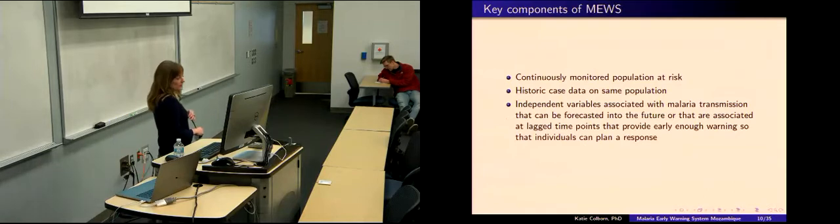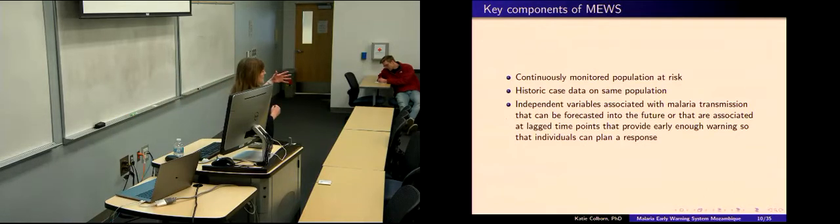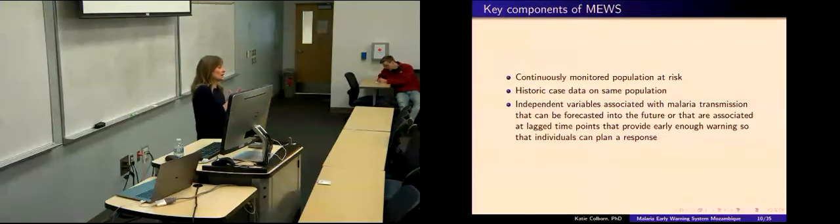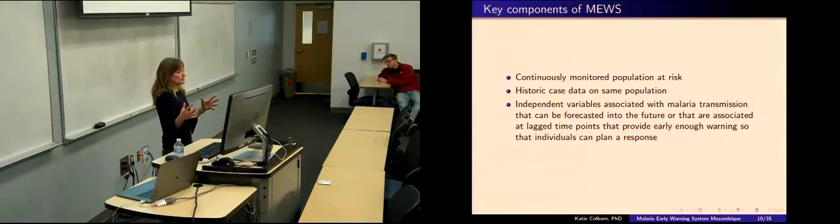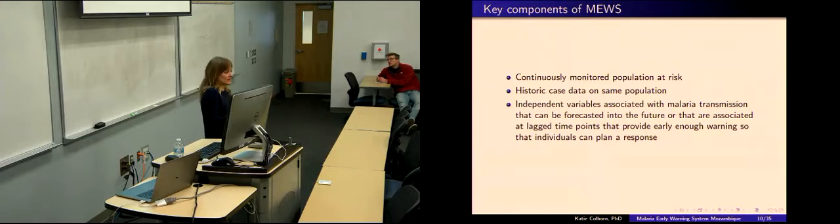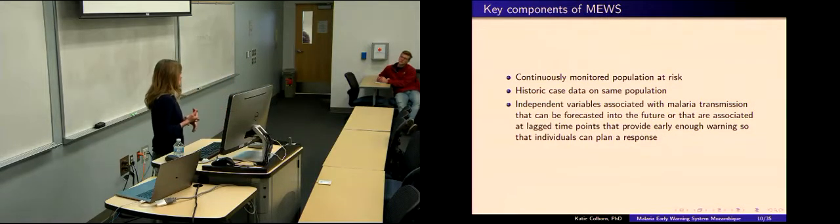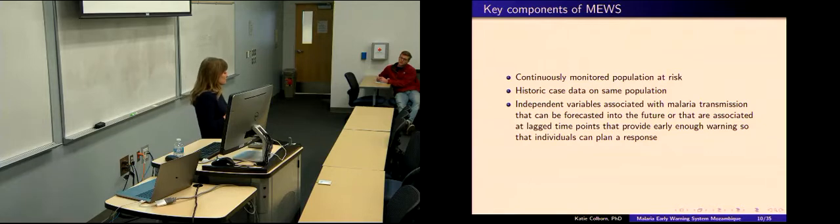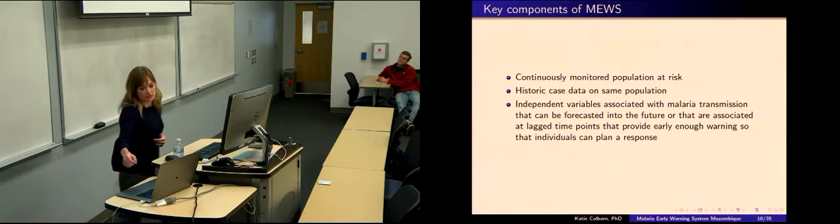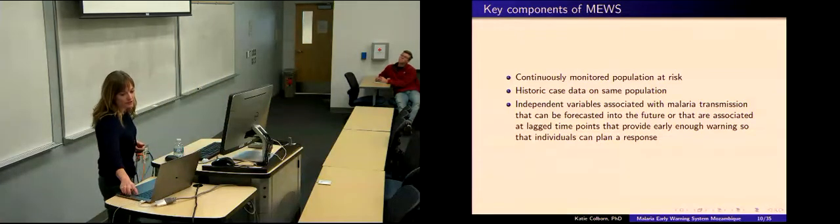The reason for this is if you want to predict something happening, you need to understand how the transmission tends to behave in the past. So you need some retrospective data set of routinely collected information on cases, and then given the fact that malaria is associated with climate, you can utilize free resources for climate data. So these are key features of building a malaria early warning system.